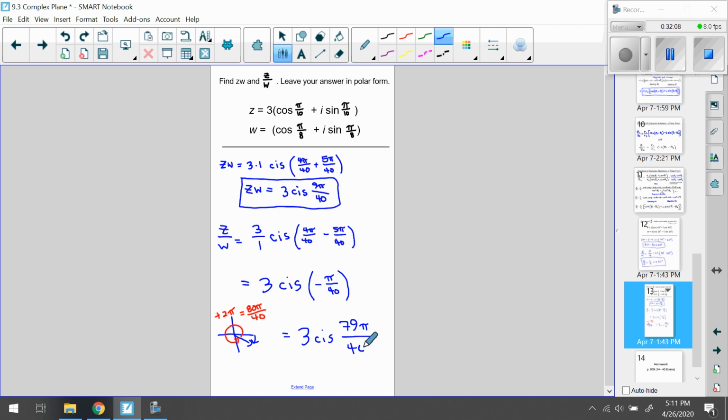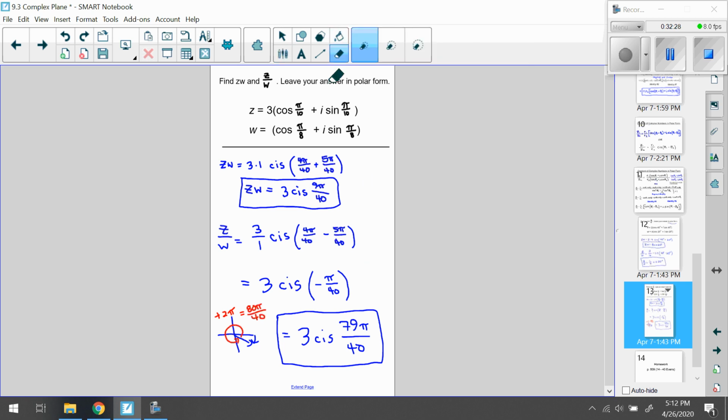And I think if you look at any of the examples in the book, you'll notice they do the same thing. So for all of your answers, don't give any negative angles. If that happens, just add a revolution to that, and you should have a positive angle that we can give instead. All right, again, the directions ask for polar form, so we've done what it asks, and no need to find the cosine or sine value of 79 pi over 40. So we can just leave our answer like this, and we're done.